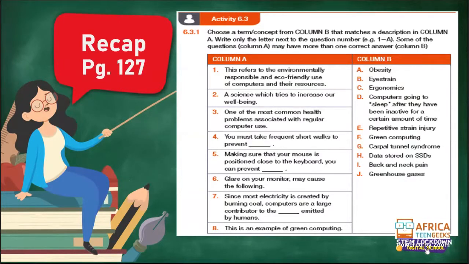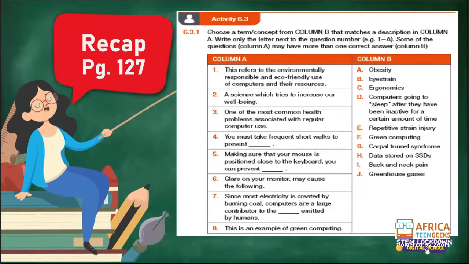Right. Then making sure that your mouse is positioned close to the keyboard, you can prevent what? Now this is specific. Remember, this one is related to the hand, to the mouse. What do we have there? G, which is carpal tunnel syndrome. And remember the mouse, what do you do? Right? What about if I suggest E, repetitive strain injury? Remember, it's your hand, the palm again. We can say, okay, you can also have repetitive strain injury, right?